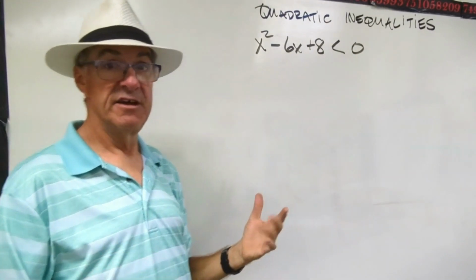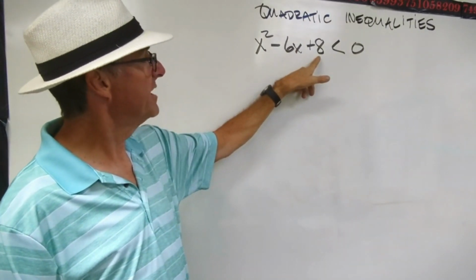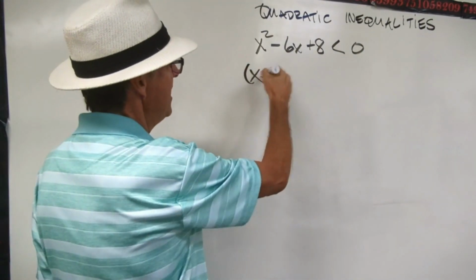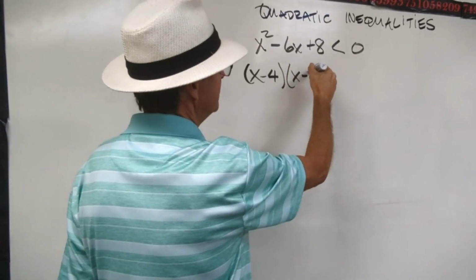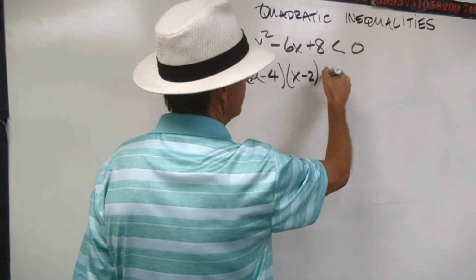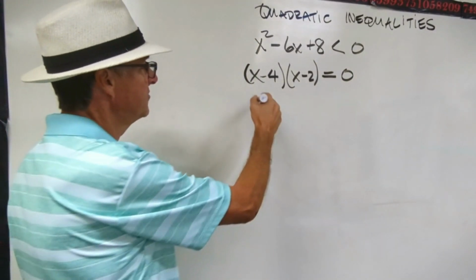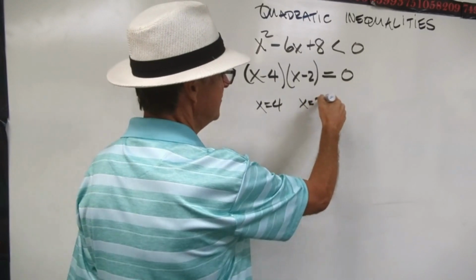So let's do that. Now this one's an easy factoring problem. We have two numbers that multiply to positive 8 and add to negative 6, and those numbers give us x minus 4 times x minus 2. I'm going to set that equal to 0. Now what are my solutions here? This one gives me x equals 4, and this one gives me x equals 2.